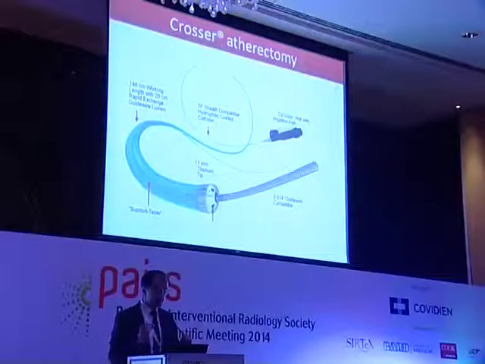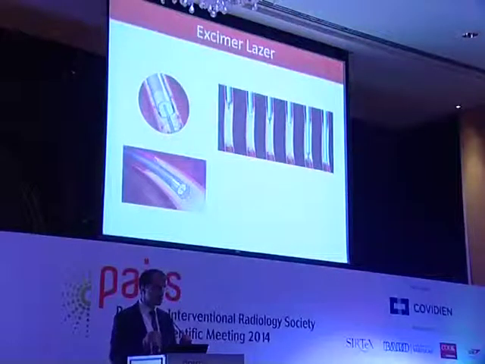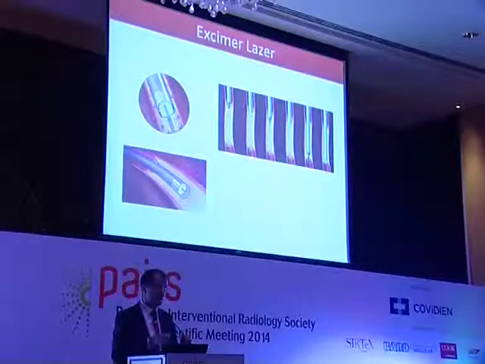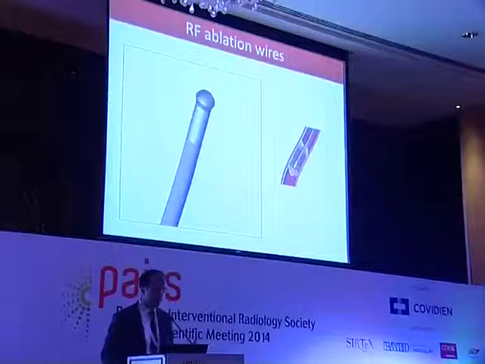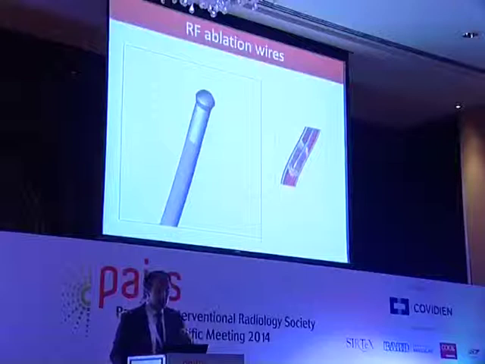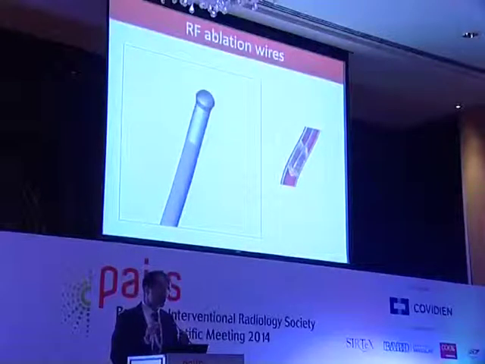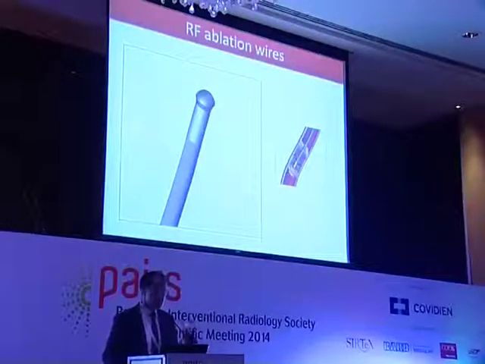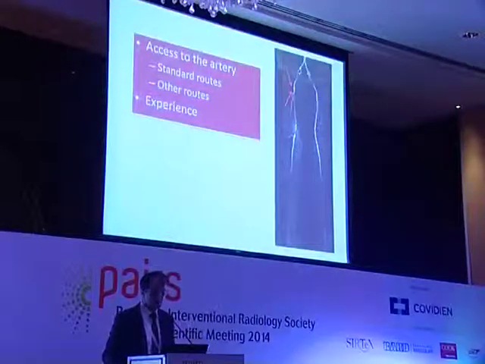The Crosser device uses vibration to cross the occlusion. Excimer laser uses laser energy to vaporize the clot and the atheromatous plaque. And RF ablation, of which I don't have any experience, uses radiofrequency ablation to cross the tight occlusions. These are just to cross the occlusion.